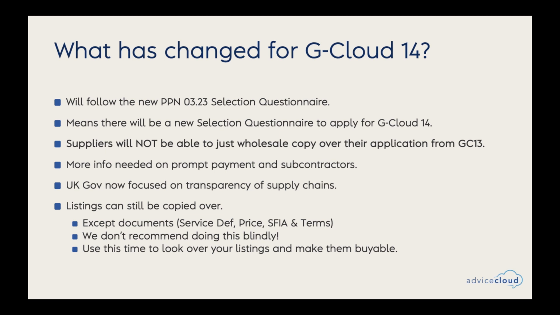There's going to be more information needed around prompt payment and subcontractors if you use them, as the UK government is now very, very focused on the transparency of supply chains. Okay. Listings can still be copied over, apparently. Obviously, we can't guarantee any of this until we see the framework, but this is what we've gleaned from those webinars. The things that can't be copied are the documentation, which is the service definition, pricing document, and terms, and those affected by your modern slavery statement. Now, this may change, but as far as I'm aware, you will have to upload new versions of these.